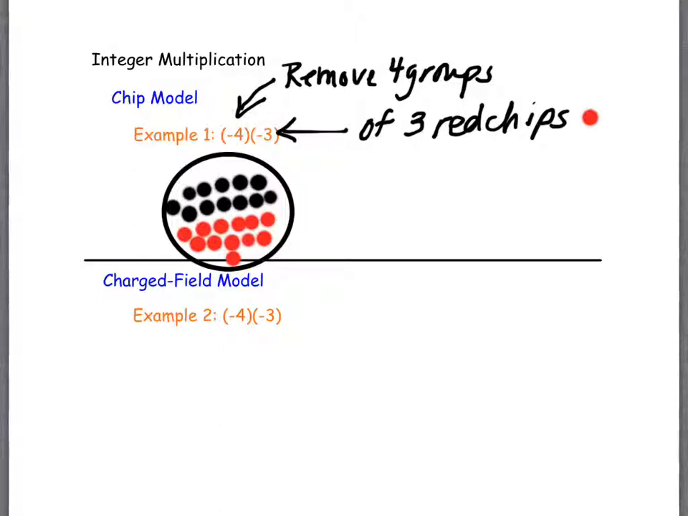So let me remove one group of 3 red chips. There's one group of 3 red chips and it's removed. Here's another group of 3 red chips that gets removed. Here's a group of 3 red chips that I'm going to remove, and here's my last group of 3 red chips that I'm going to remove, and I did in fact remove 4 groups of 3 red chips.